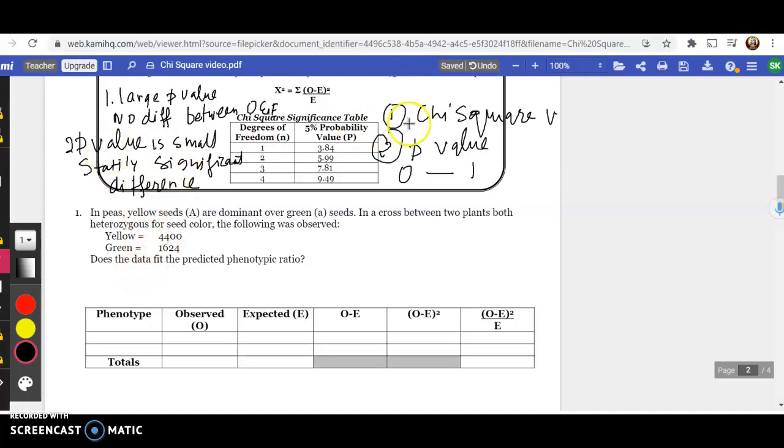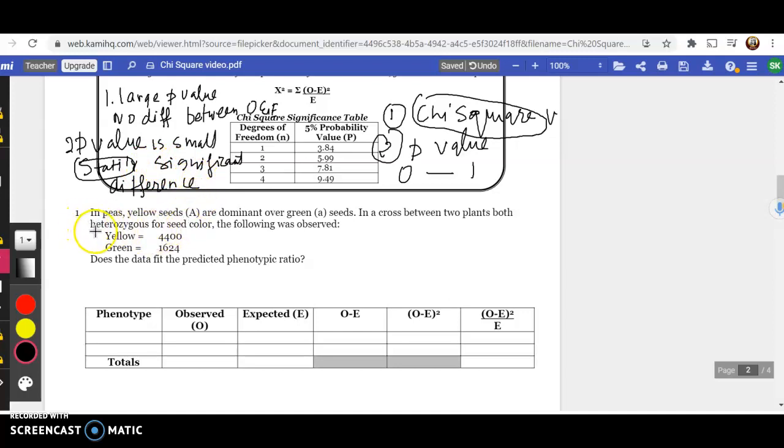So now let's see how to calculate the chi-square and the p-value. When the p-value is large, there is no difference between the expected and the observed value. When the p-value is small, then there is a statistically significant difference between the observed and the expected value. Just omit my spelling mistakes.